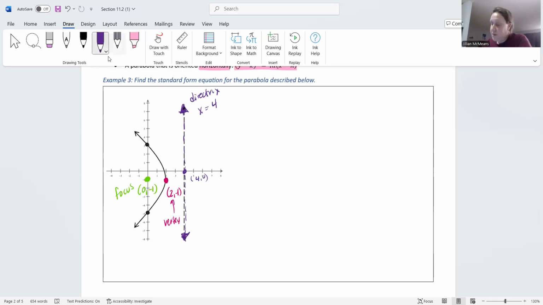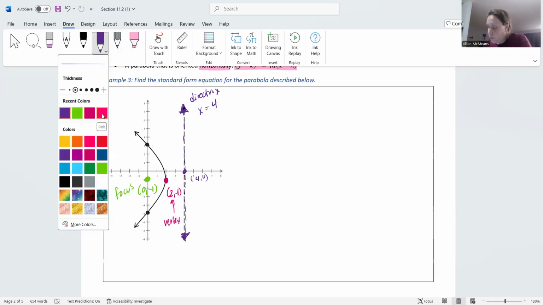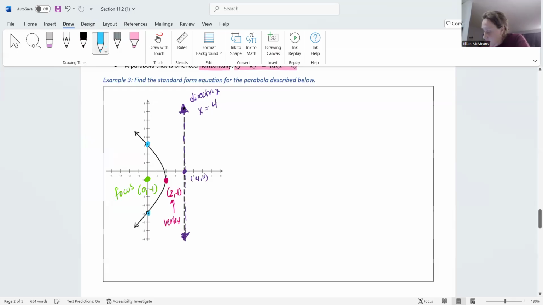Now, they've also given us some extra bits of info. So right here, let's do blue maybe. Right here, they gave us these 2 points here and here. So we have (0, 3), let's learn how to do a proper ordered pair, and then we have (0, -5). So those would be the 2 endpoints of the latus rectum. That's the distance through the focus across the parabola, okay? So we've got some really important information.